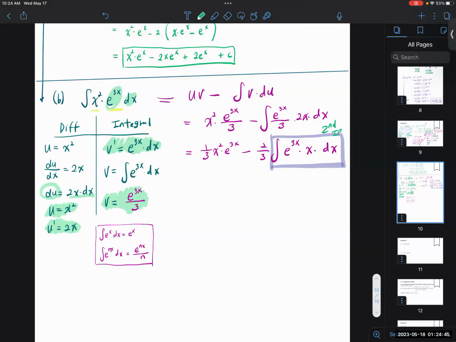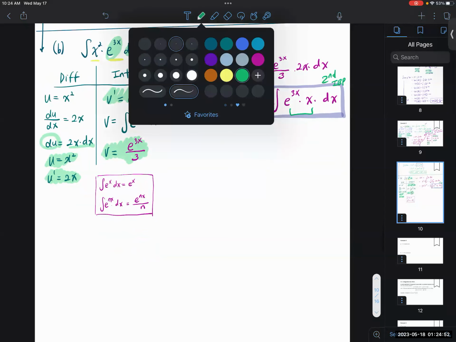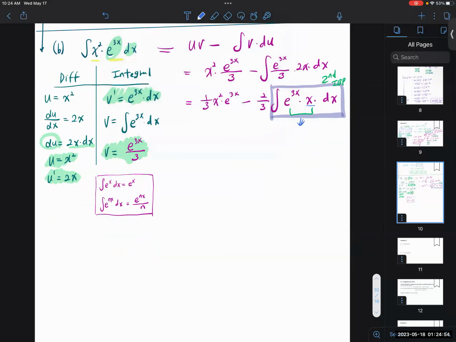Second IBP. I see a product of two functions, so we're going to take it one more time. So we have x to the 1. This is the priority. So we're going to take a second IBP.